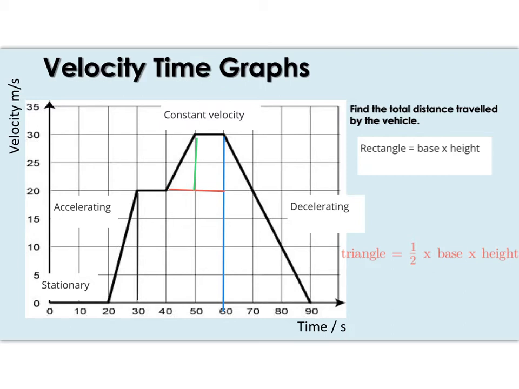So the first shape we're going to look at is this one here. And you can see that we've got a distance on the bottom of 10. It goes up 20 up the side. And it's a triangle, so we're going to do half times 10 times 20, and that value should give us 100. So we'll put 100 meters there, so remember.